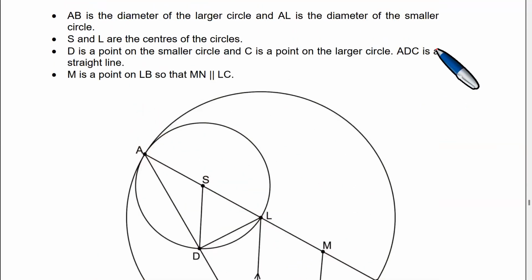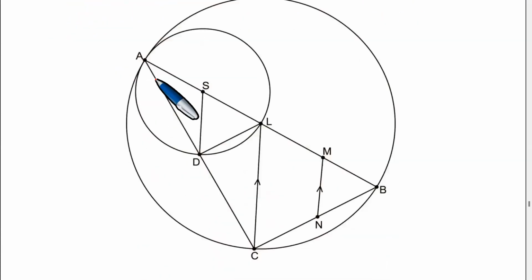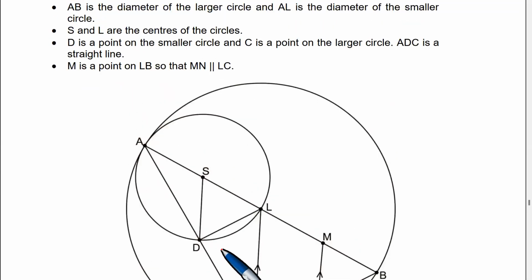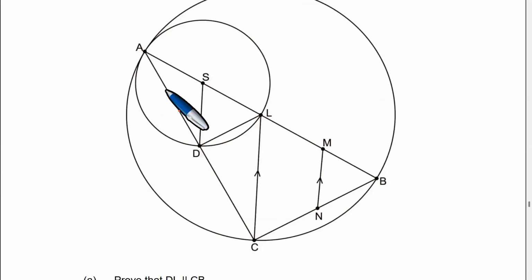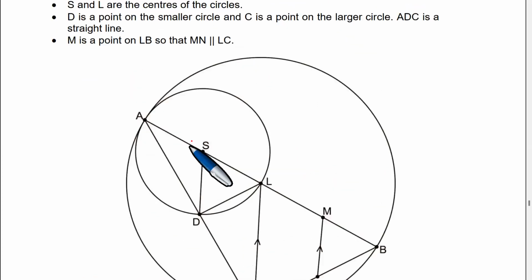ABC is a straight line. It's very important that this is a straight line. Very nice question from the IB examiners. Okay, we continue.